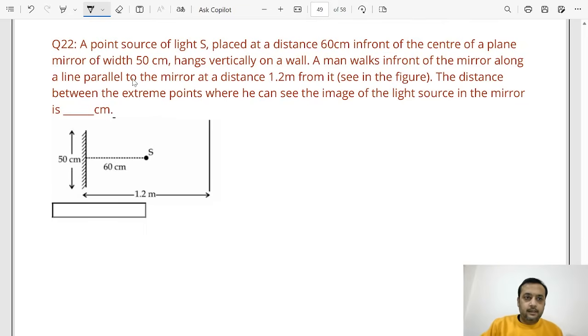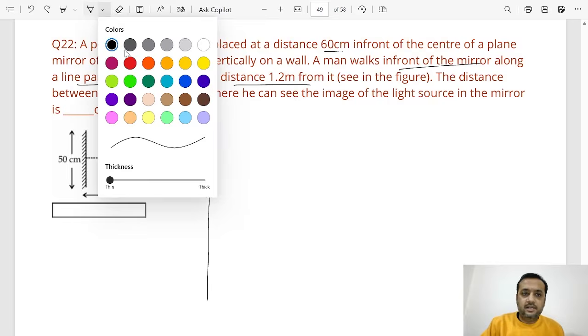All right. Let's see this question here. There's a point source S placed at a distance of 60 centimeter in front of the center of a plane mirror of width 50 centimeter, and this mirror hangs vertically. A man walks in front of the mirror along a line parallel to the mirror at a distance of 1.2 m from it. So basically, this is the line on which the man is walking. Let me extend this line. Find the distance between the extreme points where he can see the image of the light source in the mirror.